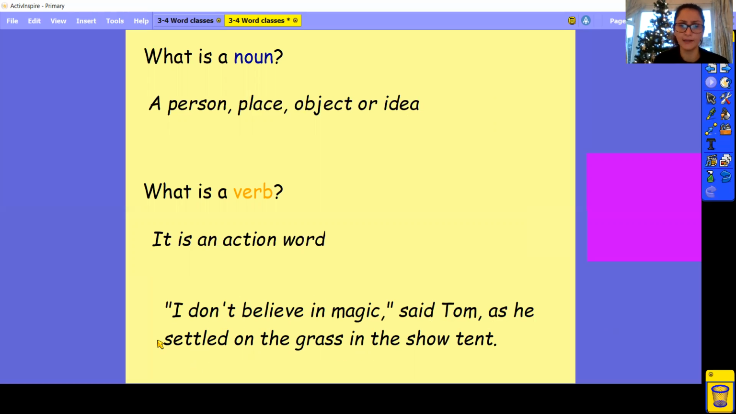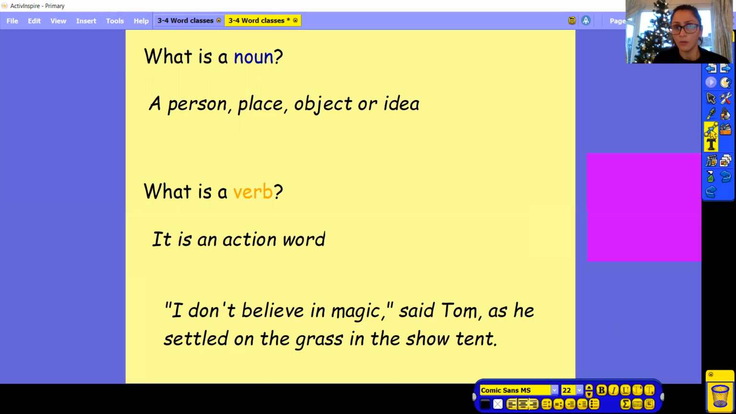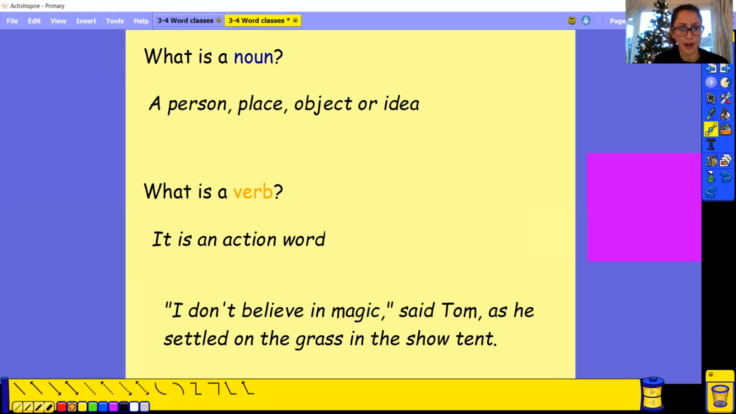So we've got that word again, settled. Well done if you know settled means to calm down. It means as he calmed down onto the grass. So we have got our nouns, so I'm going to do that in blue. So I don't believe in magic, okay? Magic is a noun. We've got Tom, which is obviously a name. We've got the grass, which is an object, and we've got the show tent, which is obviously an object as well. And then we've got our verbs.